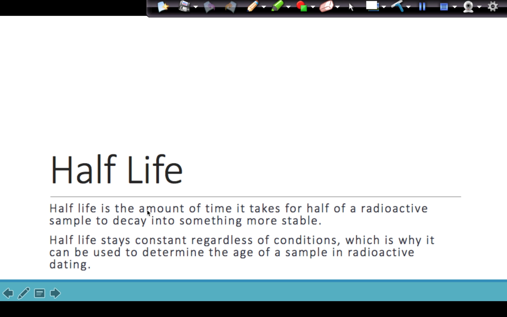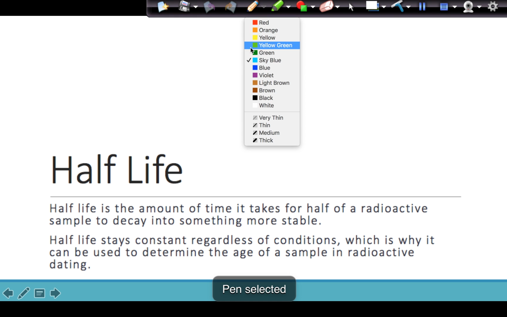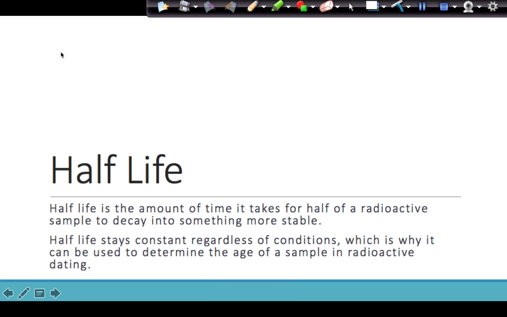So the first thing is just a quick definition: the half-life is defined as the amount of time it takes for half of a radioactive sample to decay into something more stable. Up to this point, we have been doing different decay equations for different nuclides.